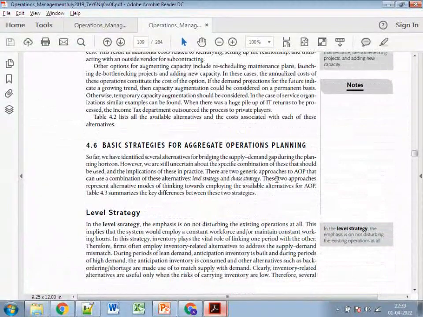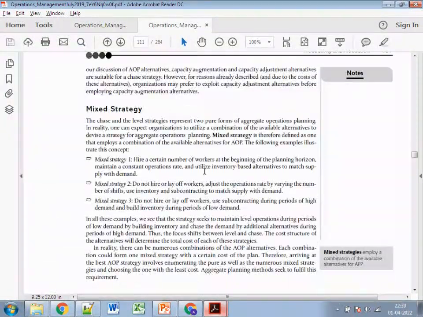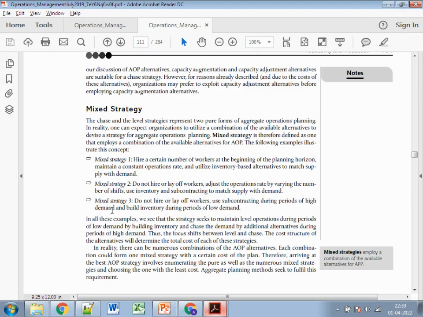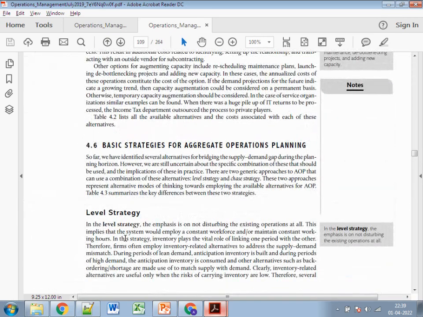So the basic strategies for the AOP planning are the level strategy, then the chase strategy and the mix strategy, and you definitely need to specify which will be the best one. The first strategy is the level one, which is simply like if you are running a restaurant, then it will always remain the same, with the number of employees and the labor and everything remaining the same even if demand is going low or going high.